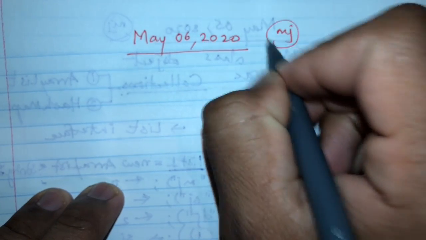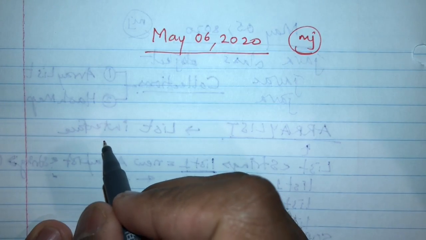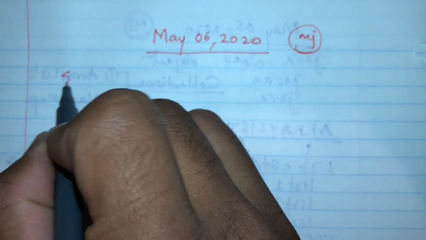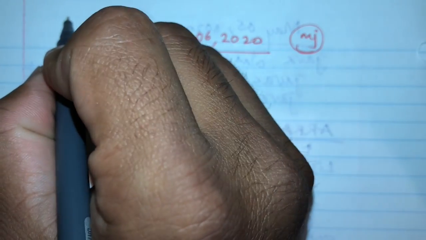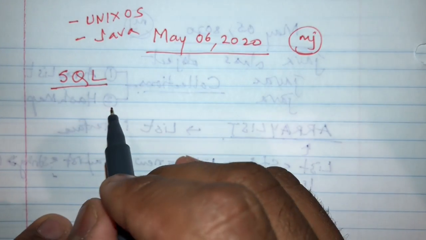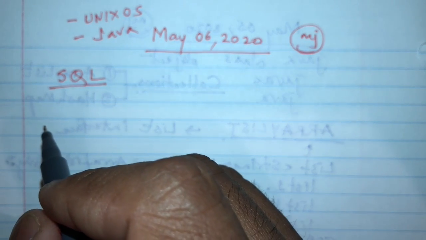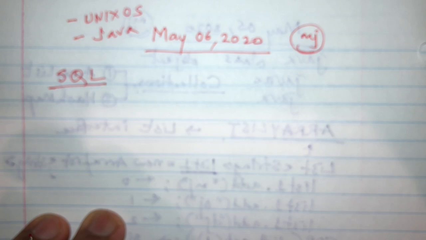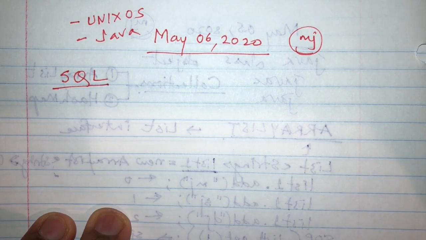This is MJ, and from this video we are going to see the third prerequisite of Hadoop, which is SQL. If you are keeping track, we saw Unix OS, which was the first prerequisite. Then we went through some Java concepts. Now starting from this video we will see a few concepts in SQL which I think are important for you to know if you are working in the data field.